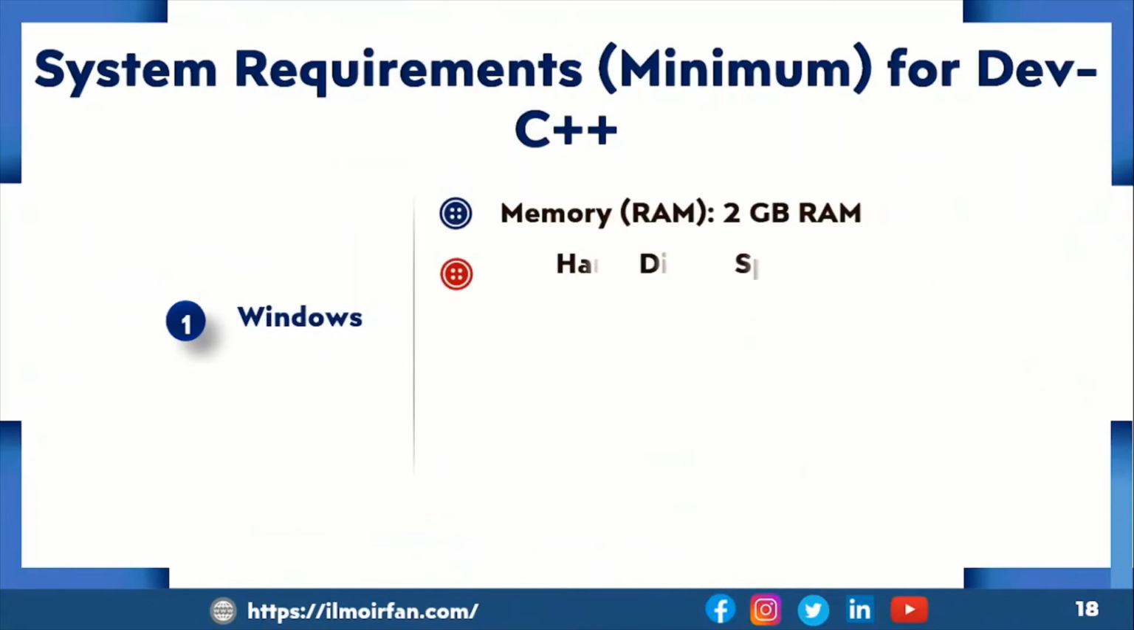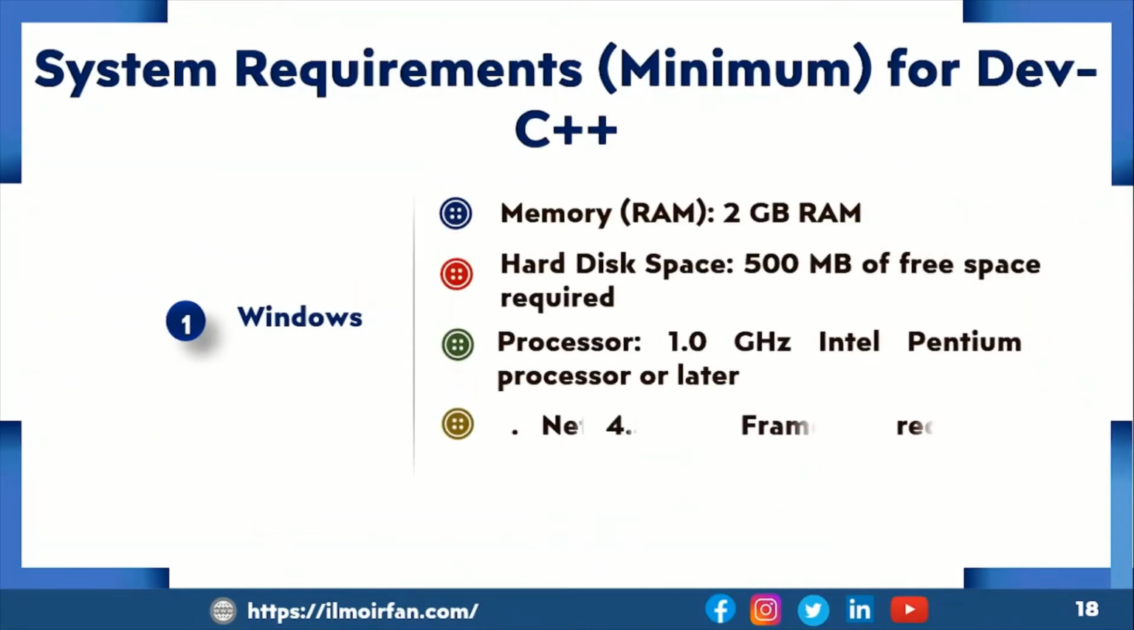System requirements for Dev C++. The minimum system requirements of Dev C++ for the Windows operating system are as follows. Memory is 2 GB RAM, hard disk space is 500 MB of free space required, processor is 1.0 GHz Intel Pentium processor or later, and .NET 4.5 framework is required.